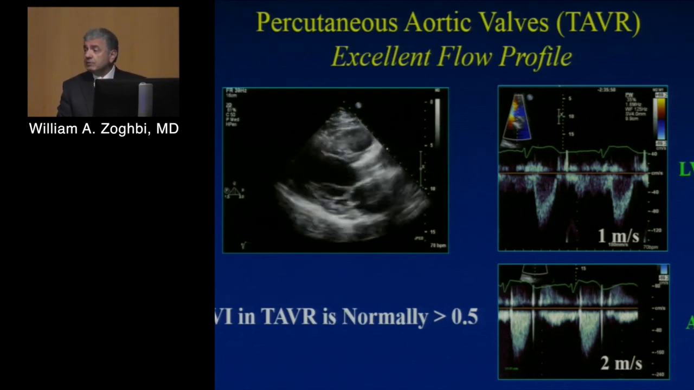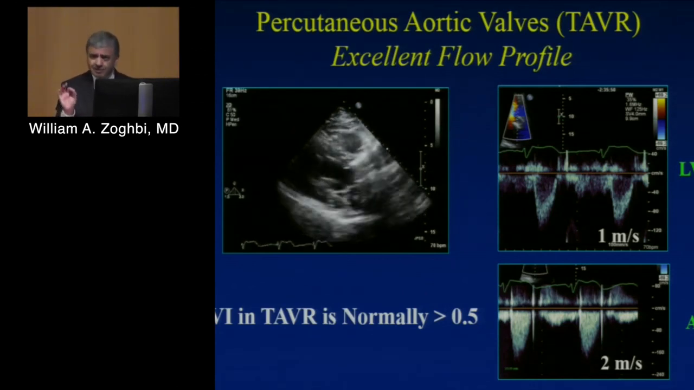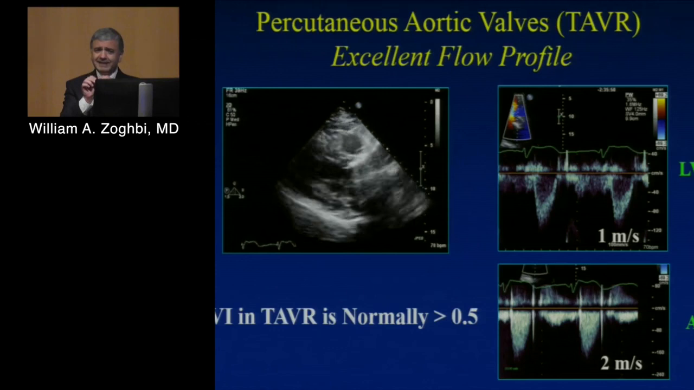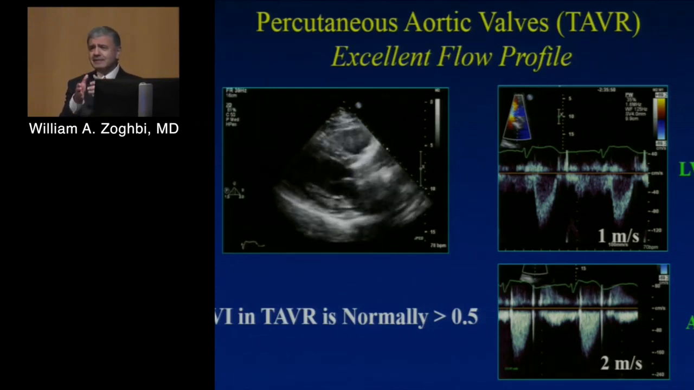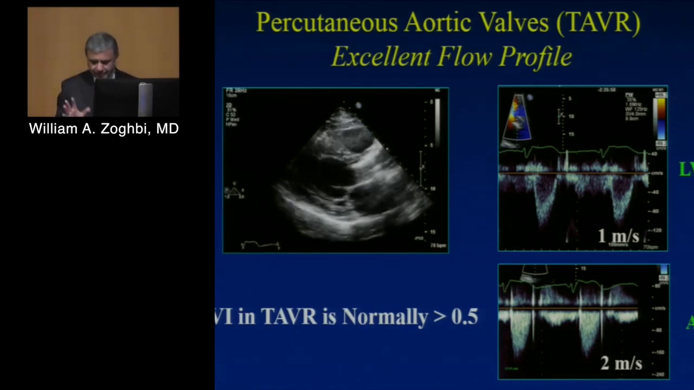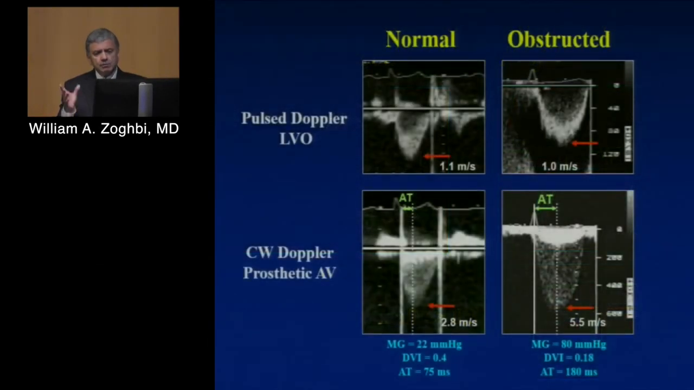At times you see a 0.7 or so, but you want to make sure that your pulse Doppler in the valvular flow tract is not already in the funnel of that prosthesis, because if you're already in the funnel, or you're too close to the valve, artifactually this velocity would be higher.